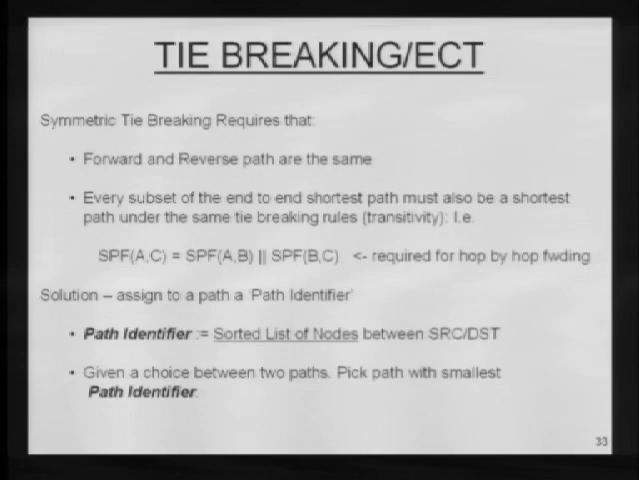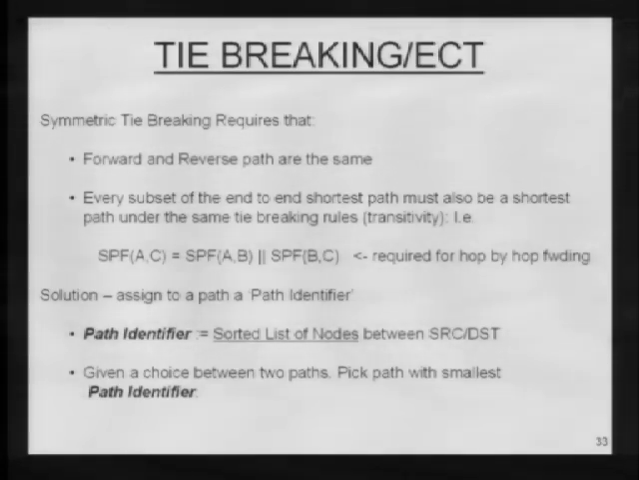The shortest path from A to C must be made up of a shortest path from A to some intermediary B, and then from B on to C. And that's pretty important, because if we don't do that, we can't actually do hop-by-hop forwarding based on a destination. I actually have to look at the source and the destination to do the forwarding if I don't support that.